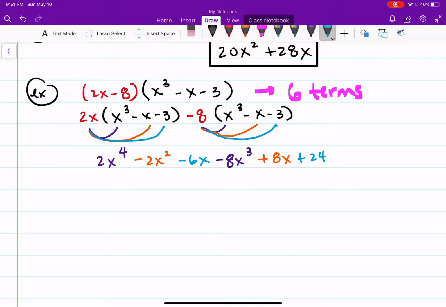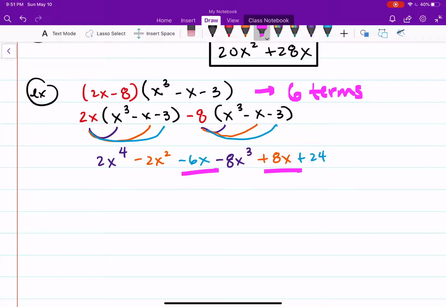All right. So, do I have 6 terms? I do. 1, 2, 3, 4, 5, 6. I do have 6 terms. Awesome. So that's always a good check to make sure that you have enough terms. Then I'm going to look at, hey, do I have any like terms? I do. I have a like term right there.